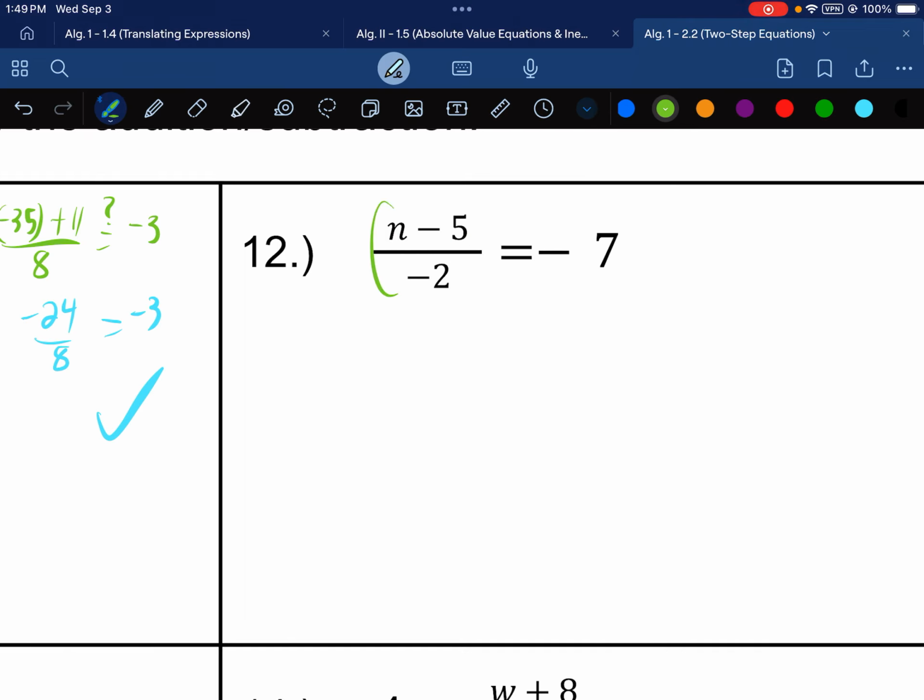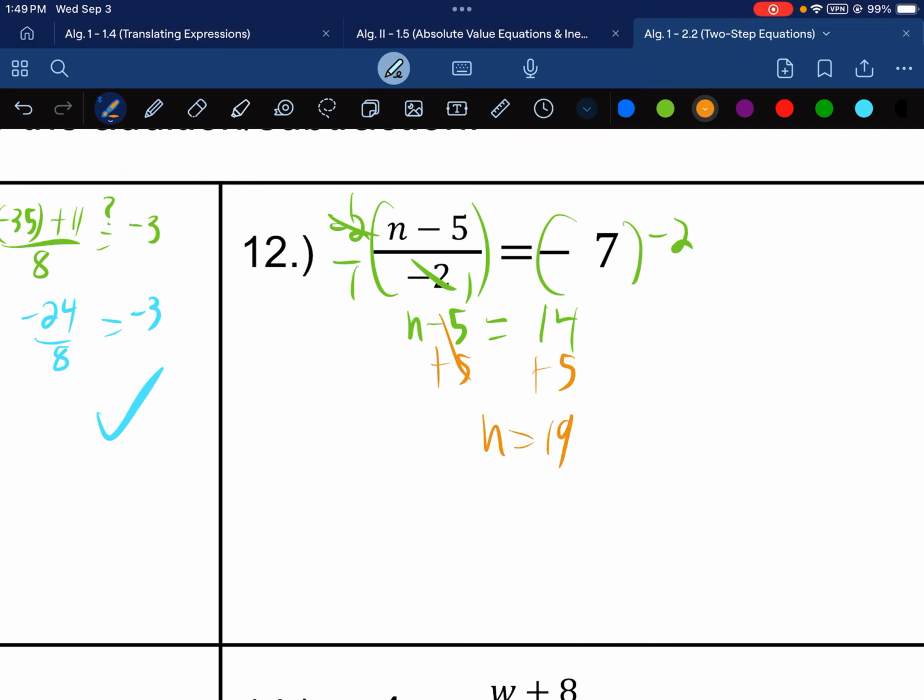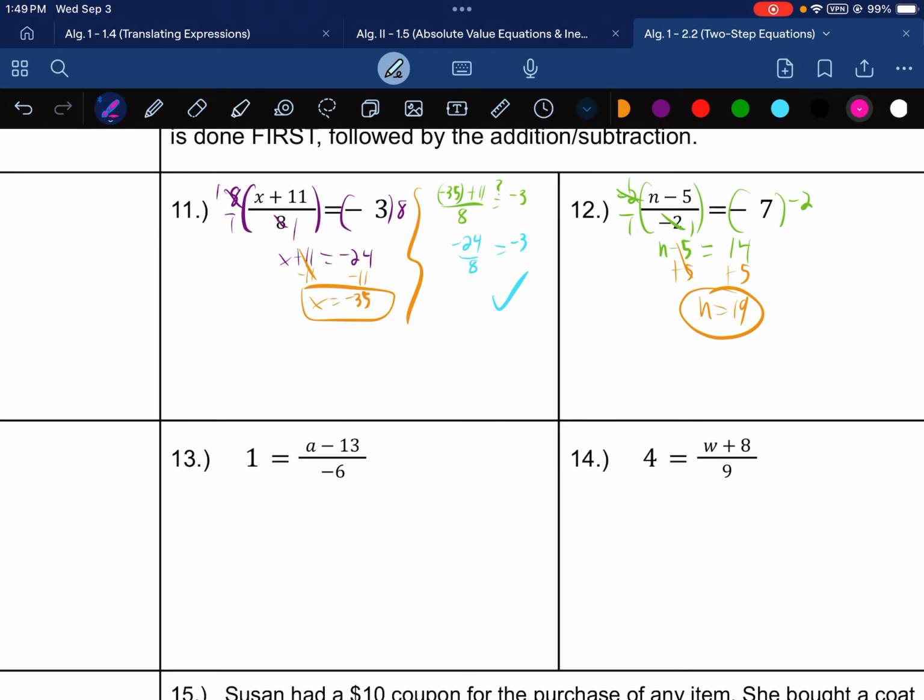On number 12 here, once again, the subtraction is part of the fraction, so we have to undo the fraction first by multiplying by the denominator over 1. So negative 2 over 1. And negative 2 is reduced, and we get n minus 5 on the left. On the right, we get positive 14. Now, if we add 5 to both sides, we get n to be 19. I almost said 14 there.